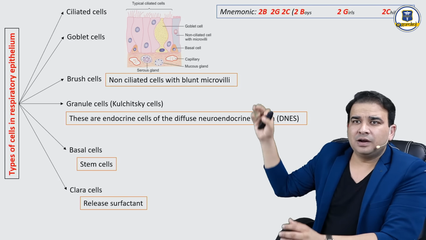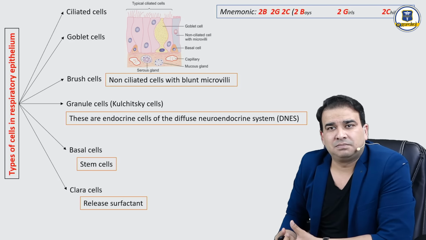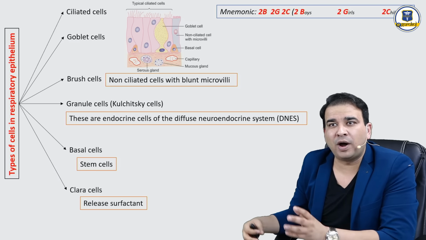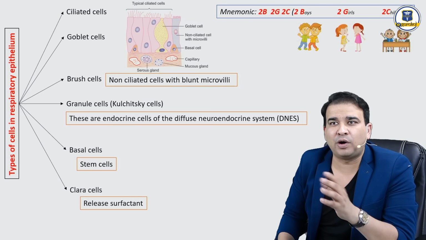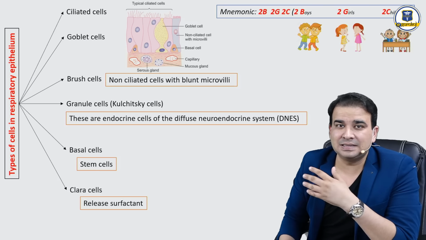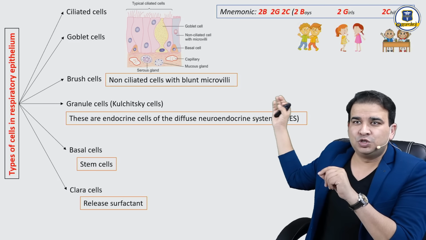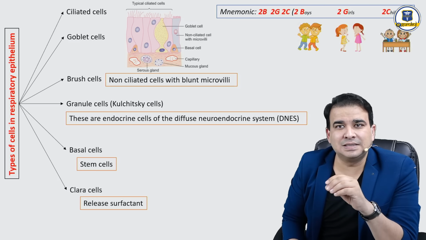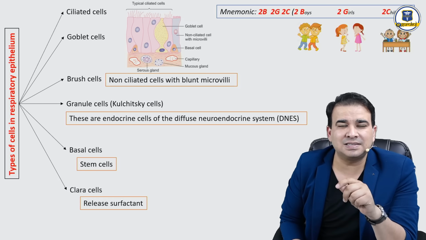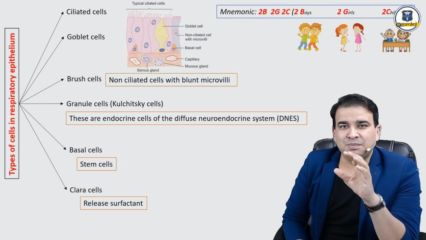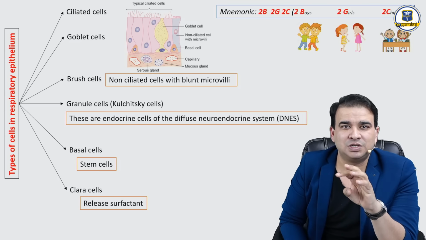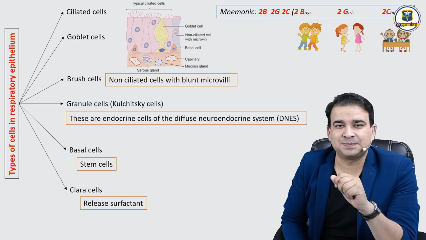So again, a mnemonic here to remember all these types of cells: the 2B, the 2G, 2C, 222. So 2 boys, 2 girls, 2 children. That's how you can remember. What are the 2 boys here? The boys are the basal cells and the brush cells. 2G, the 2 girls, are the goblet cells and the granule cells. And the 2C, the 2 children, are the Clara cells and the ciliated cells. So these are mainly the 6 types of cells present in the lining of the respiratory system, the 2B, 2G and the 2C types of cells.